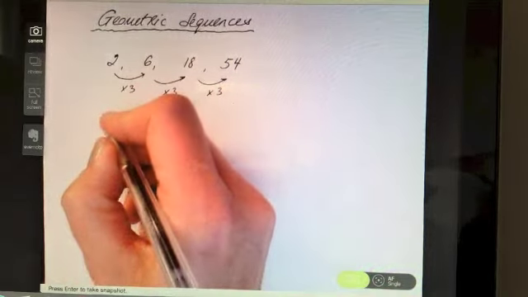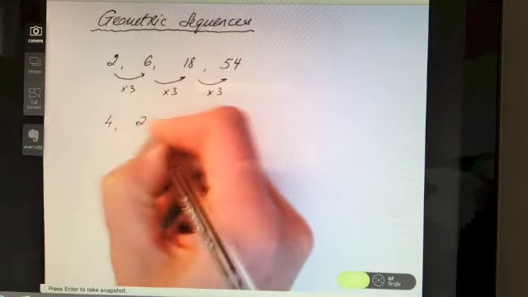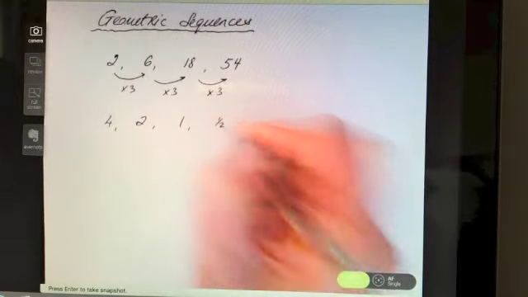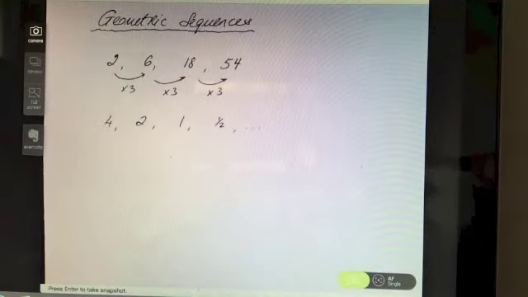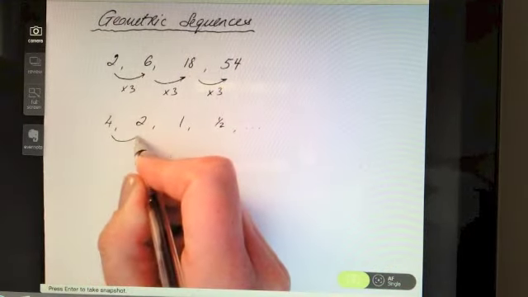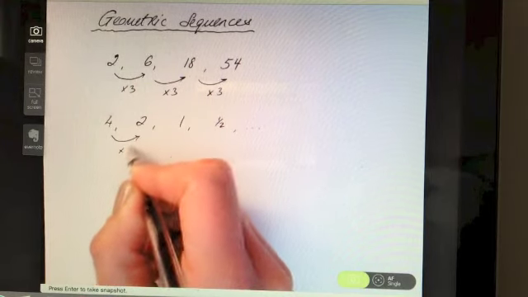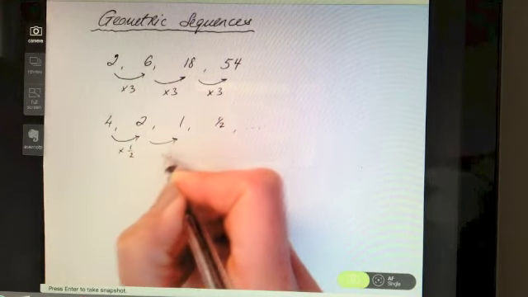So say you have the numbers 4, 2, 1, a half. You are still multiplying by something each time here. You're multiplying by a half.